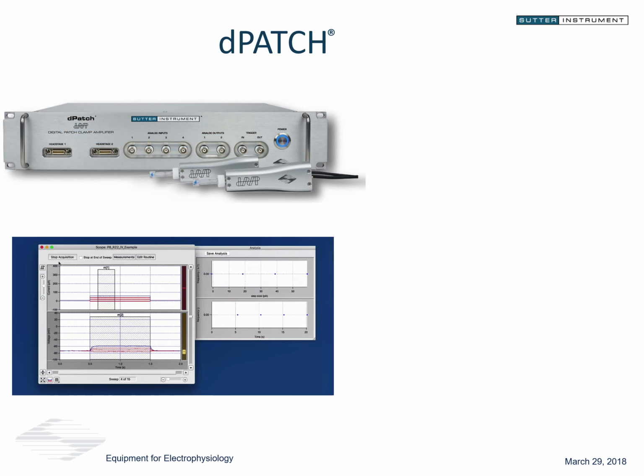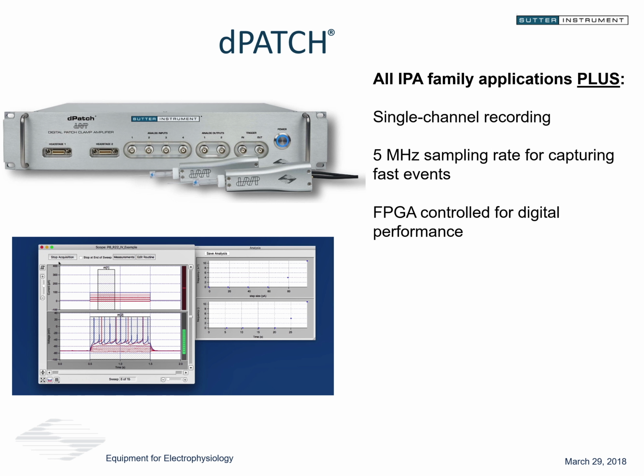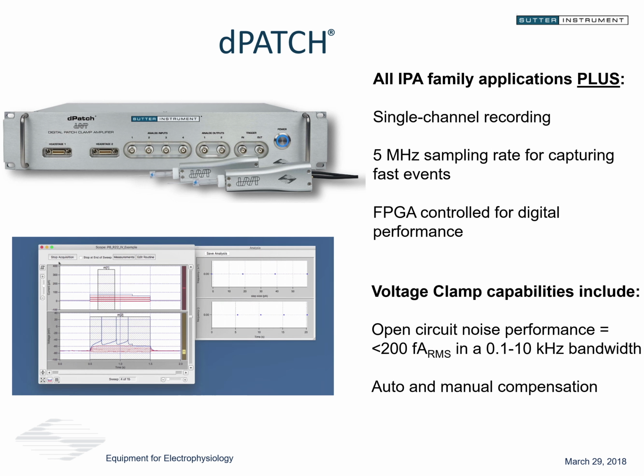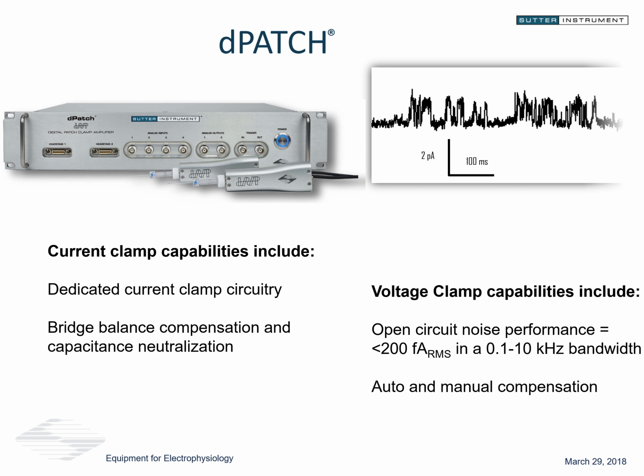So looking at our digital patch clamp amplifier then, and understanding what the differences here are, the digital patch amplifier can do everything that the integrated patch amplifier, the IPA, can, plus it can also do single channel recordings and has an extremely fast sampling rate of 5 megahertz for capturing fast events. Voltage clamp and current clamp capabilities are included with this unit. Again, for current clamp, dedicated current clamp circuitry and bridge balance compensation and capacitance neutralization are available.